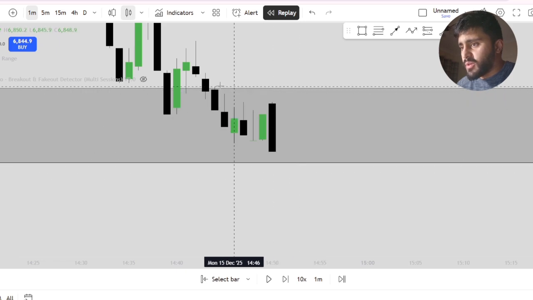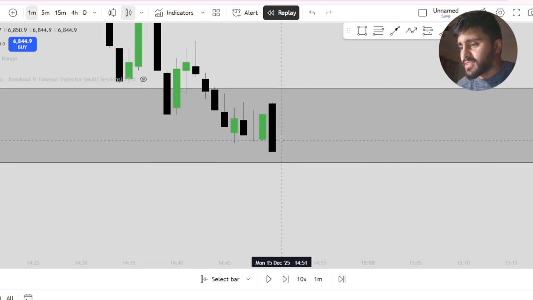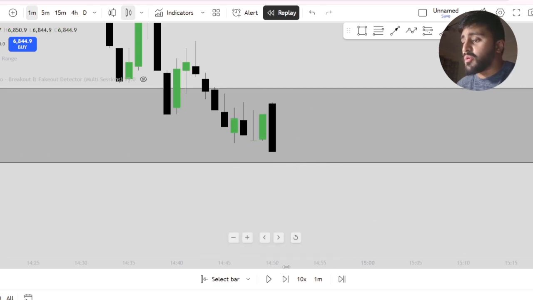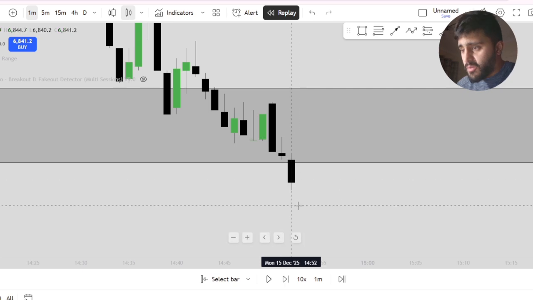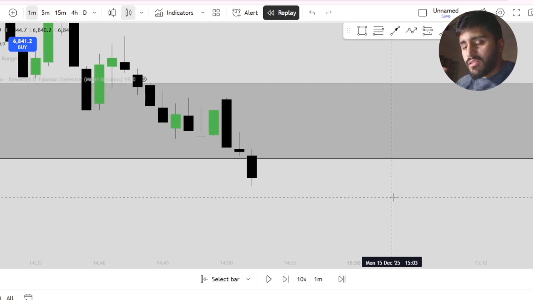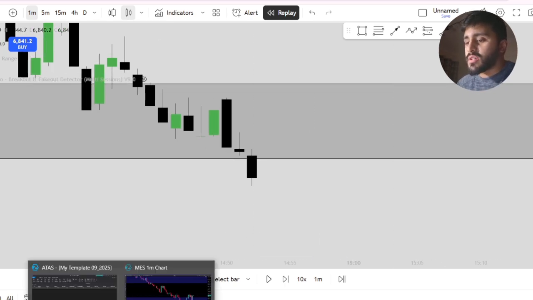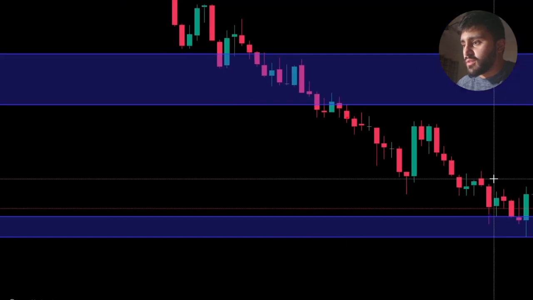Here we were inside the zone. This was our second tap. After the second tap, I was looking for longs only if we broke above this level, but we didn't, right? We actually broke below this level. And so this is where I start looking for shorts with order flow to confirm. So this is what we're going to be looking for.